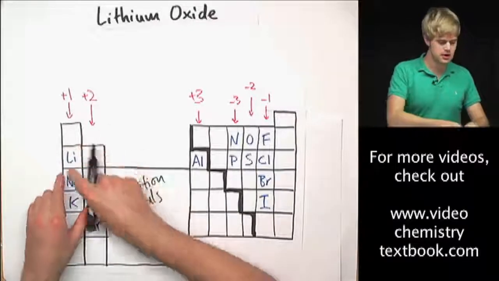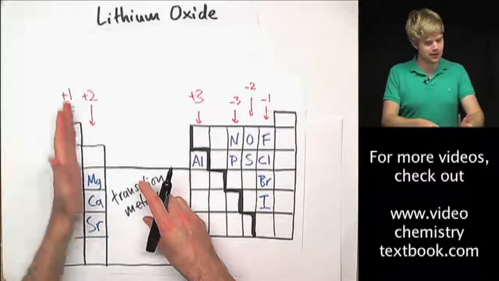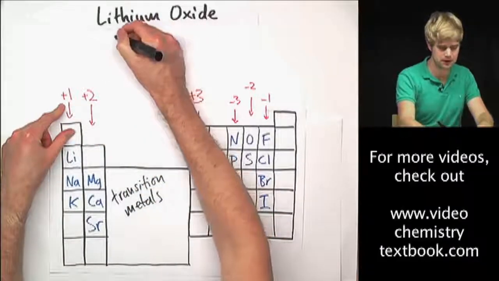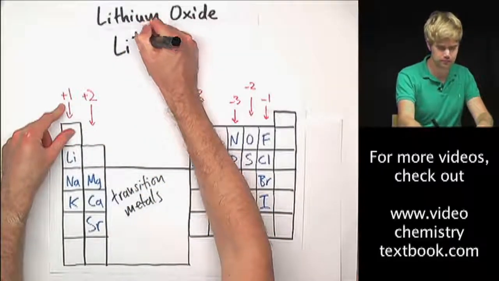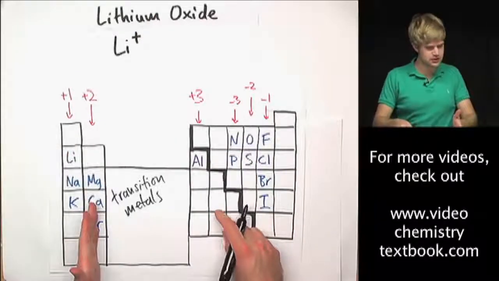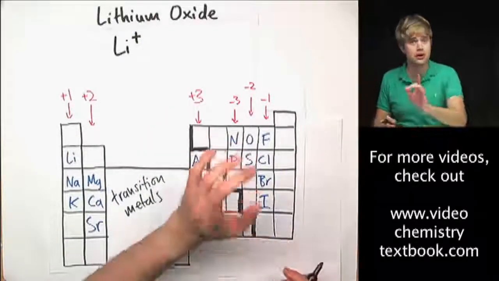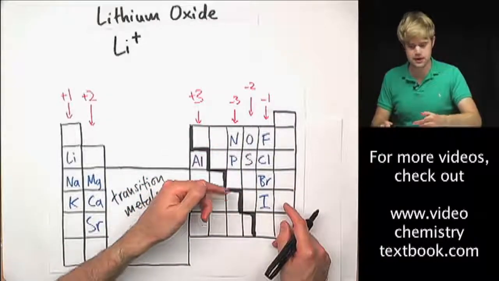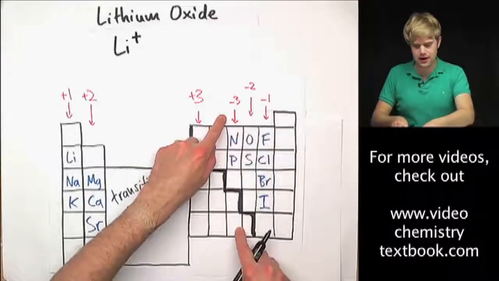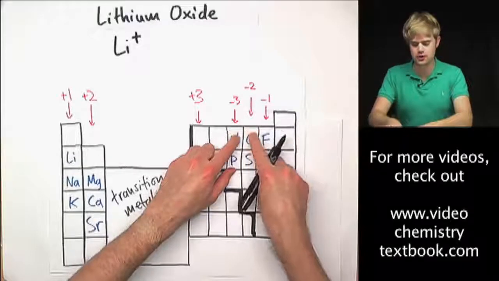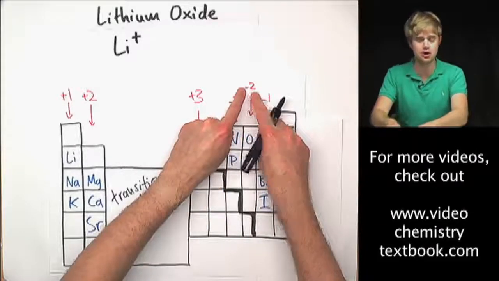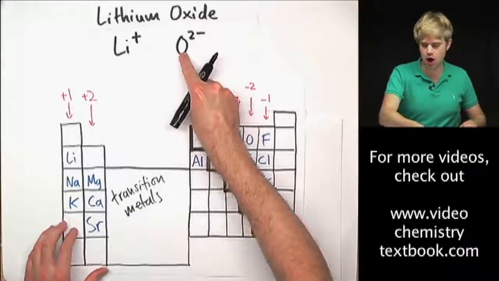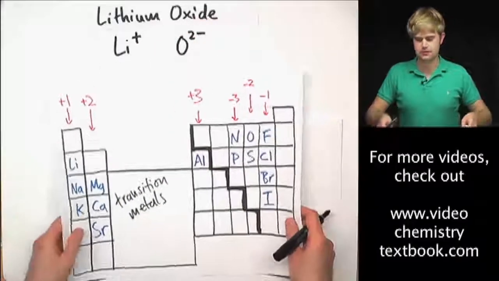Here's what I mean. Lithium lives in this column. Everything in this column has a +1 charge. So I'm going to write this right here, Li 1+. Everything in this column has a 2+ charge, 3+ charge. You might want to write this on your own periodic table that you have for your reference. Everything here has a 3- charge, and oxygen, which lives in this column, has a 2- charge. So I'm going to write it right here. So Li 1+, O 2-.